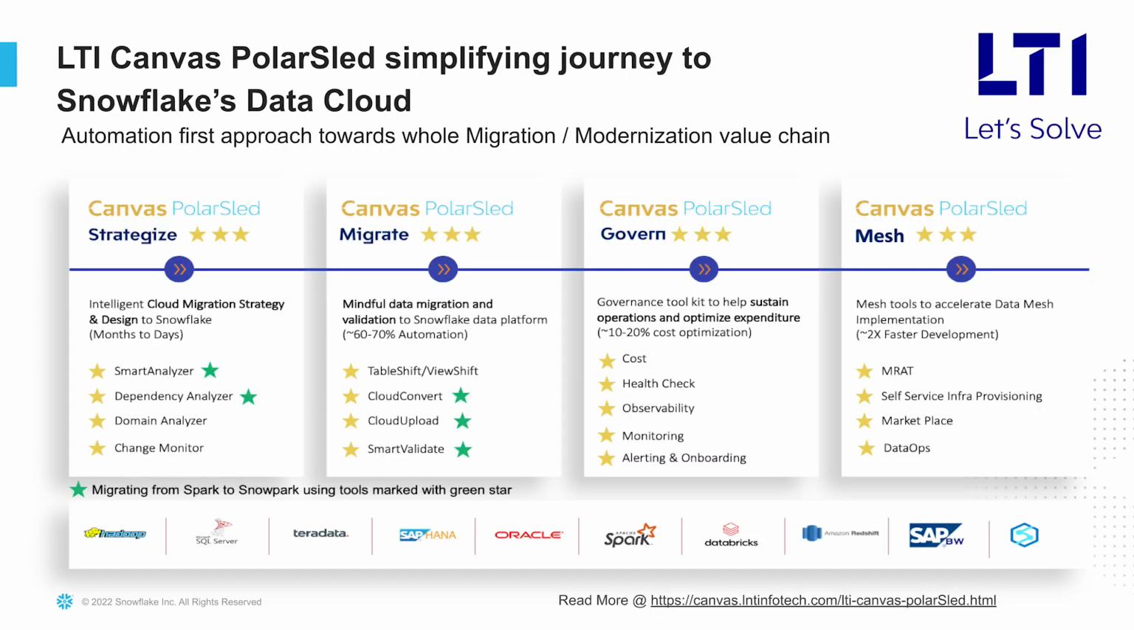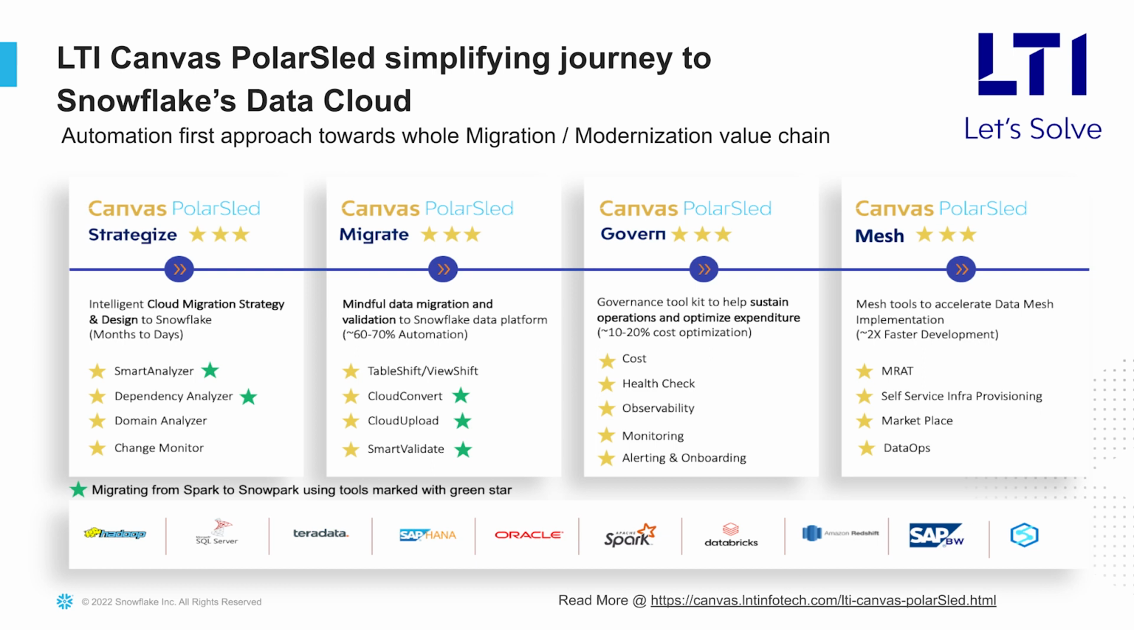So let me introduce you to LTI Canvas PolarSled. LTI Canvas PolarSled is not just one product, it's a suite of tools, I would say. We have gone ahead with a philosophy of Unix here, where each tool does a specific job at its best, and then collectively they solve the bigger problem here. So Canvas PolarSled we have categorized into four pillars: strategize, migrate, govern, and mesh.